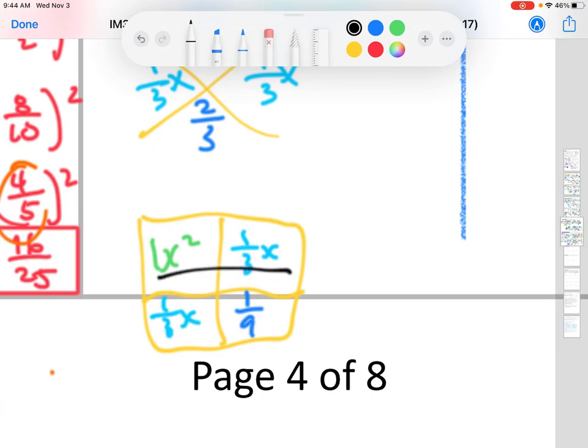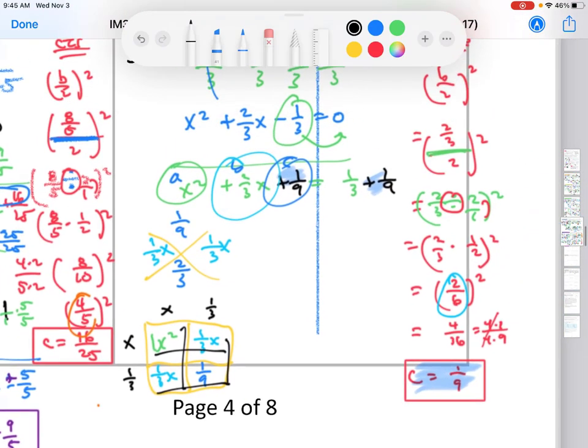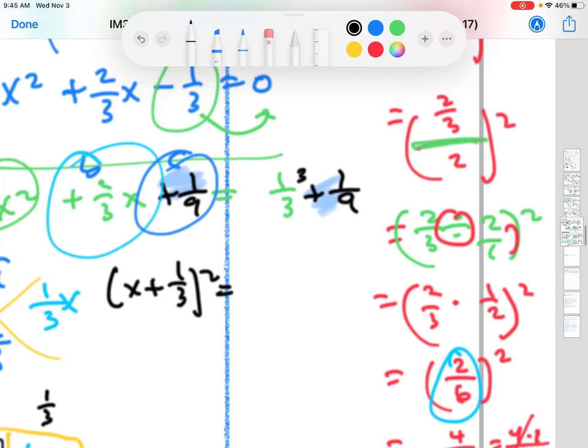And let's go ahead and factor. I have an x in common. x plus 1/3 and x plus 1/3. Check those answers. Multiply x squared, 1/3 times x is 1/3 x, 1/3 times x is 1/3 x, and 1/3 times 1/3 is 1/9. So x plus 1/3 squared equals, that would be 3/9 plus 1/9 will give us 4/9.